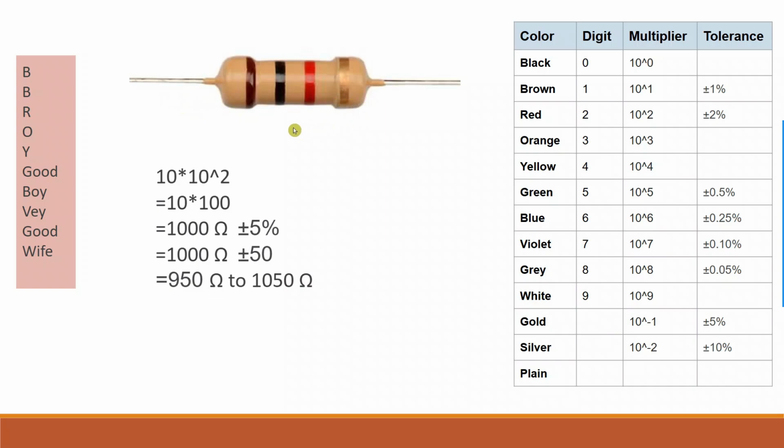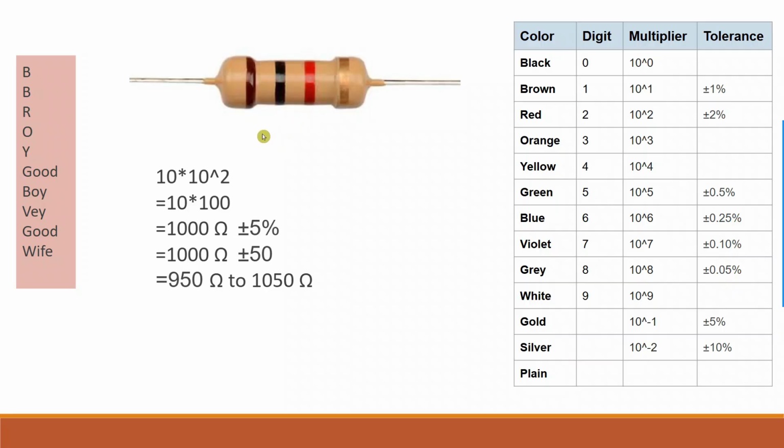So the first color will be the digit, the second color will be the digit, and the third will be the multiplier. Here the last one is golden, so you have to remember that the last one will be the tolerance and the last second will be the multiplier.